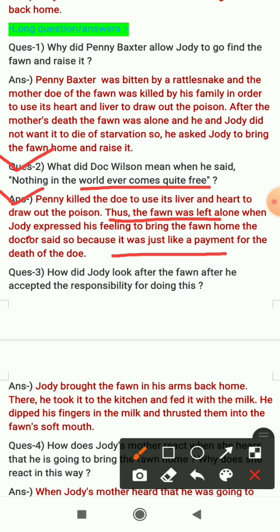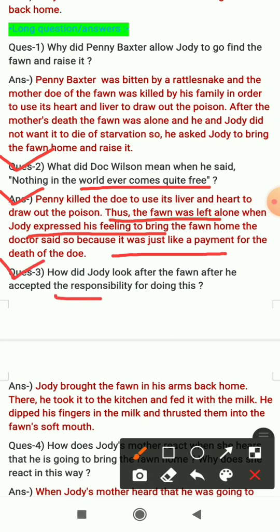When Jody expressed his feelings to bring the fawn home, the doctor said so because it was just like a payment for the death of the doe. So as we all have studied, Penny Baxter killed the doe and used its heart and liver to draw out the poison from his body, and after that the fawn was left alone. So Jody expressed his feelings that he wanted to bring the fawn home and raise it. After listening to that, Dr. Wilson said so because bringing the fawn home was just like a payment for the death of the doe. Let's see question number 3 now.